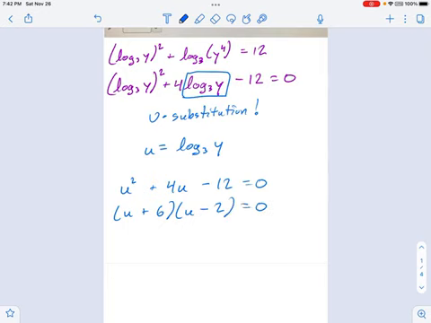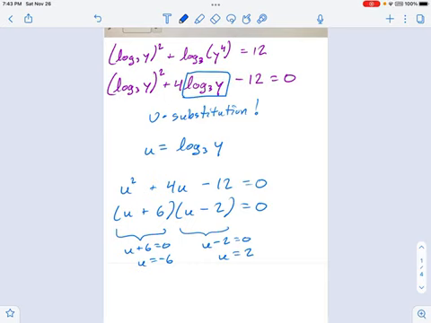Well, now I'm going to use the zero product theorem to solve this one right here and this one right here. I'm going to set each of those equal to 0. So u plus 6 equals 0. That means u equals negative 6. And u minus 2 equals 0. That means u equals positive 2. Now, we're not done. We just found solutions for u. That's great, but we need solutions for y. That was the original variable.